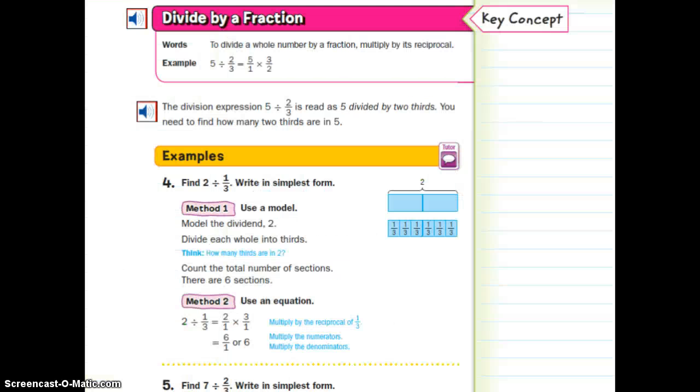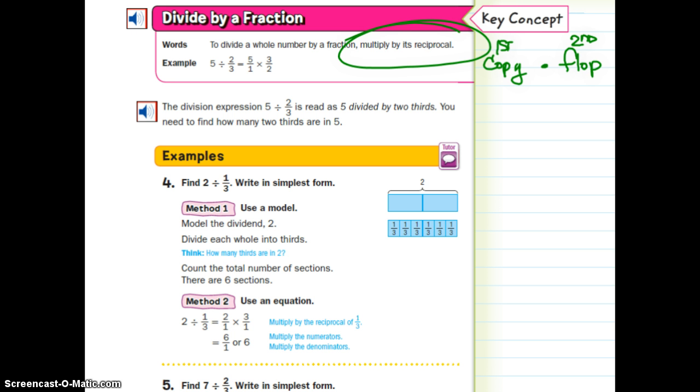Turn the page. Okay, so dividing by fractions. To divide a whole number by a fraction, multiply by its reciprocal. So, copy, dot, flop. Copy the first, change your division to multiplication, and flop or flip the second term.